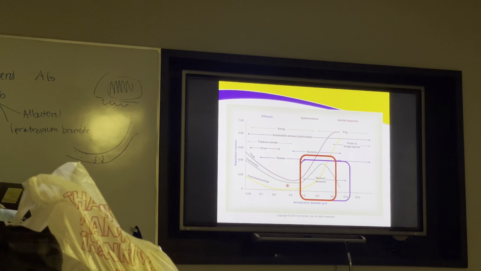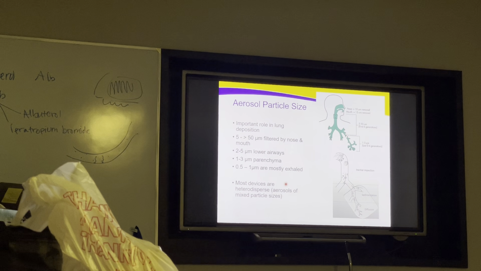All right, so here's another picture for us. Aerosol particle size plays a huge, important role in lung deposition. So it's important you understand what the particle sizes are of the devices you're using, including any aerosol, so you know where the medication's gonna land, right?